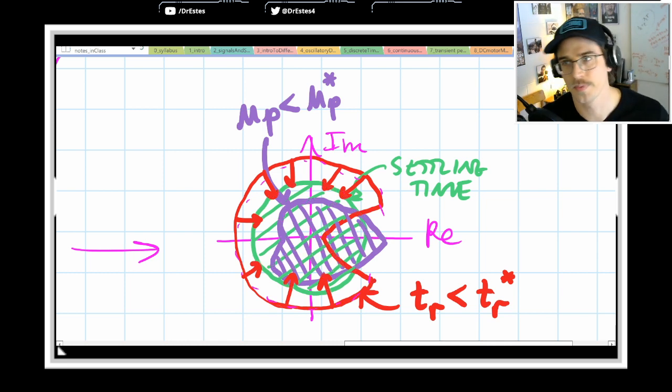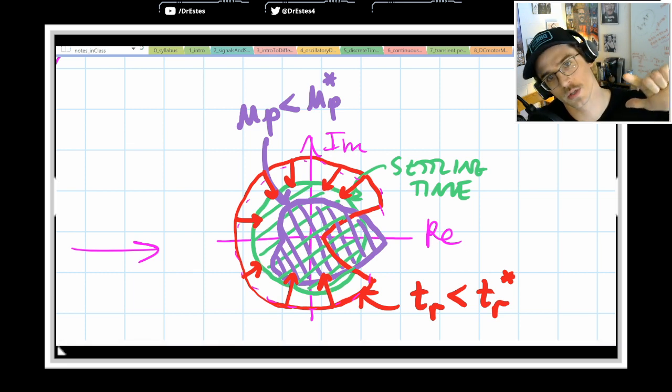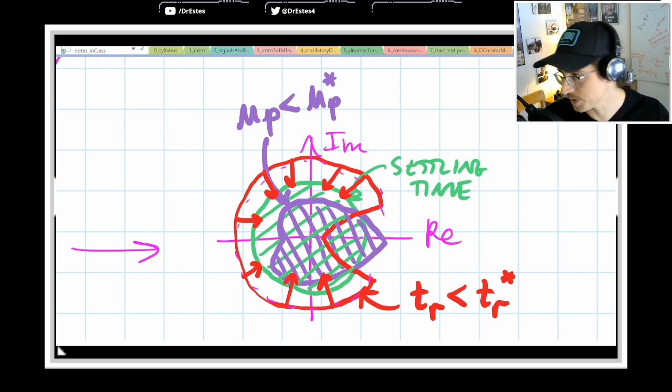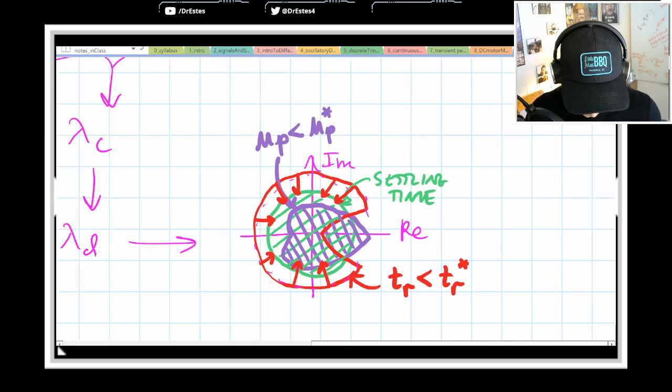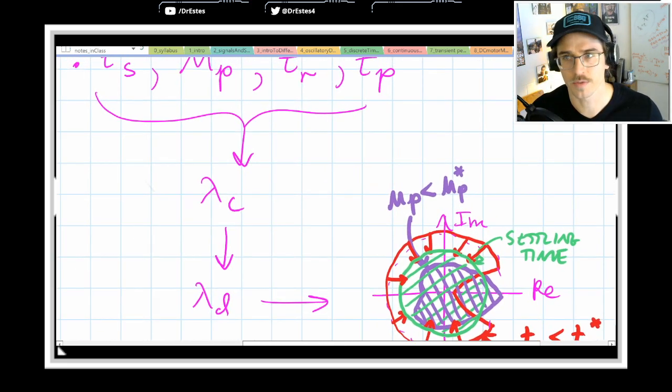And so then you can think in terms of, I want to satisfy rise time, overshoot, and settling time. Well, you'd have to look where all of these shapes overlap. All right, so I'll move away from here.